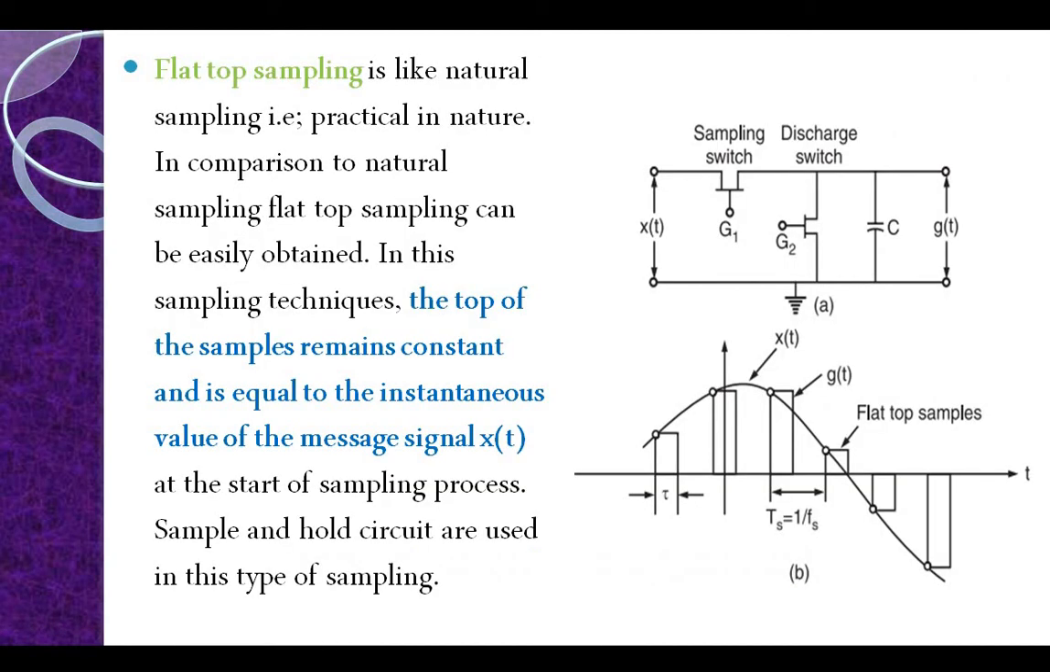So as to overcome that, we will go for flat top sampling. Here in flat top sampling, the sampling is generated by using the circuitry which we have seen here. We are using two FET transistors, and this circuit is usually called a sample and hold circuit. This is also similar to natural sampling practically. In comparison to natural sampling, flat top sampling can be easily obtained. I'll tell the operation afterwards.